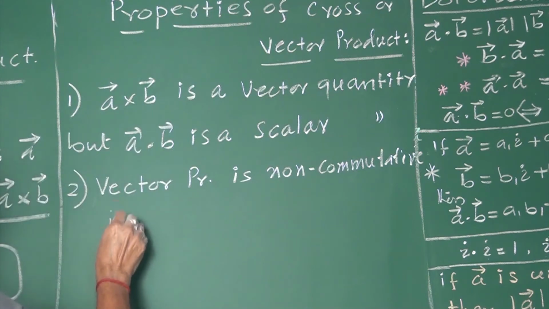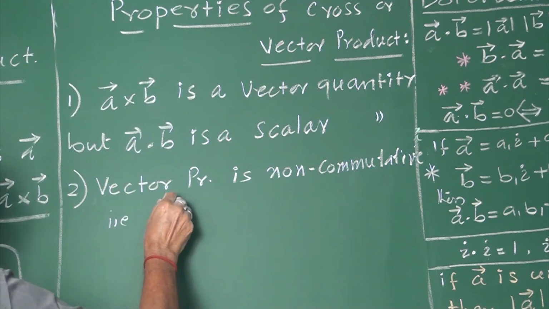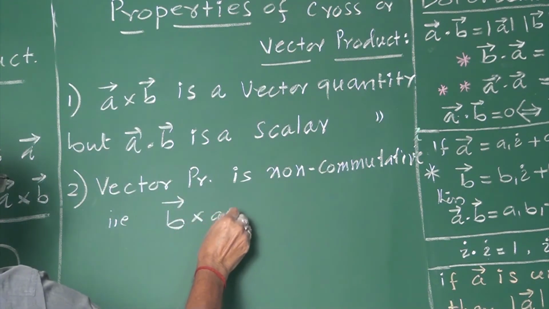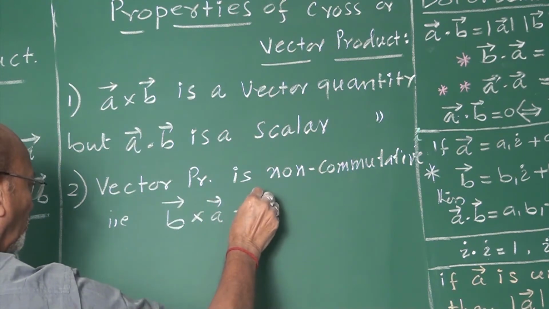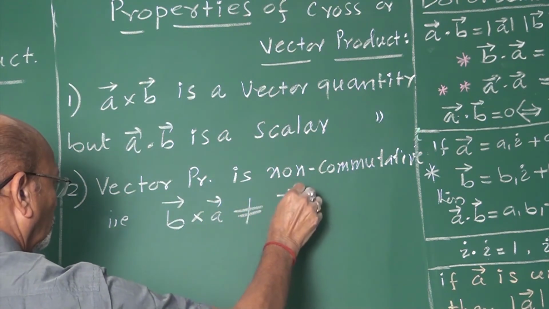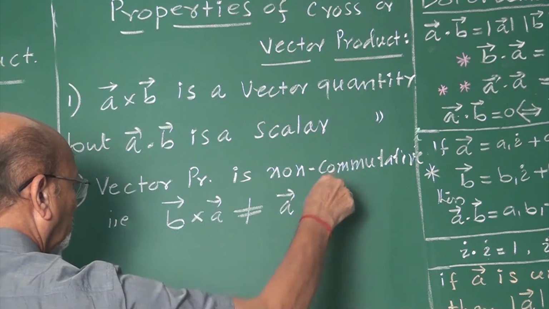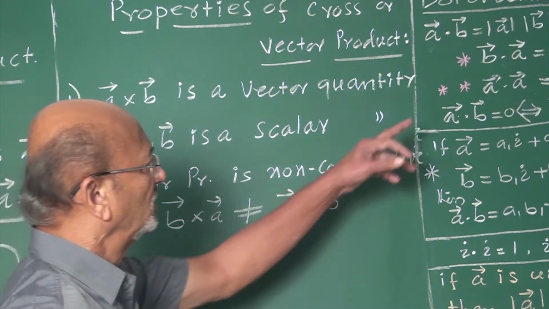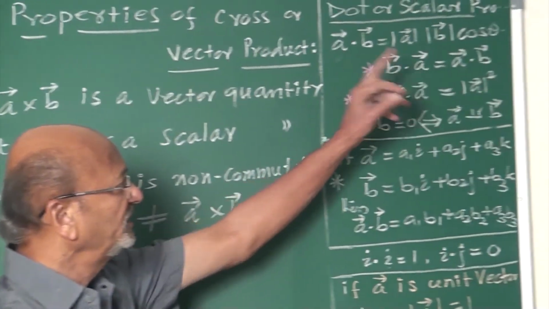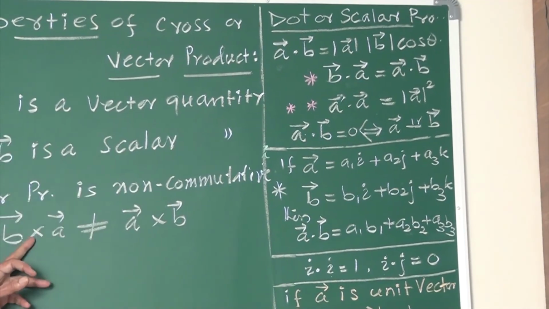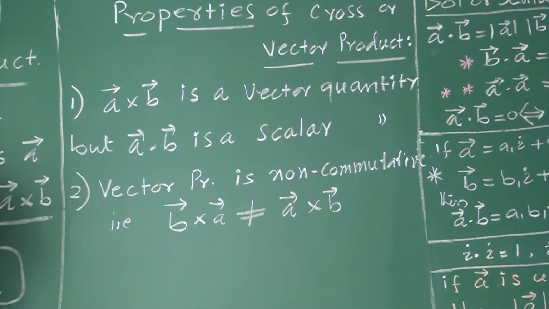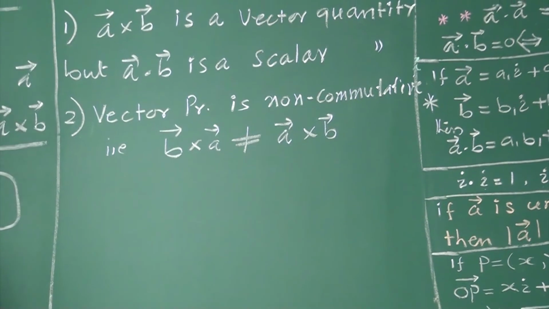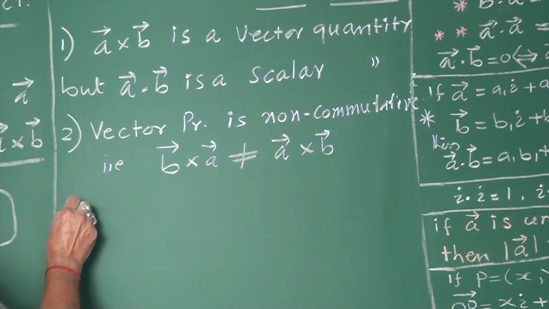That is, B cross A is not equal to A cross B, whereas in case of dot, B dot A is A dot B. But in case of cross, it is not A cross B. Yes, my friend. Right. First, by definition.